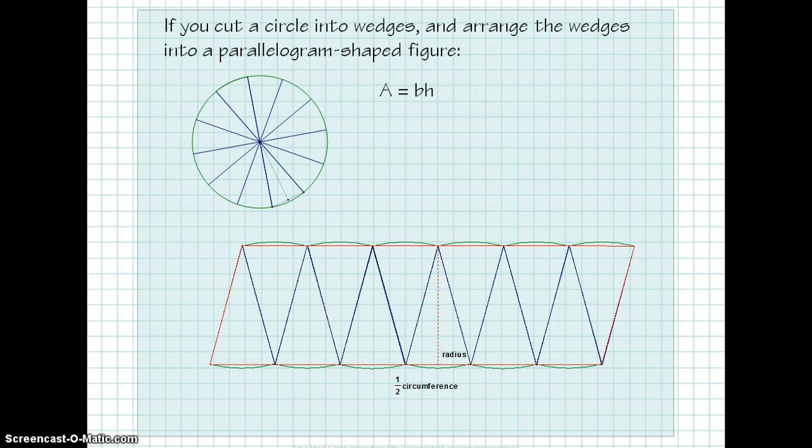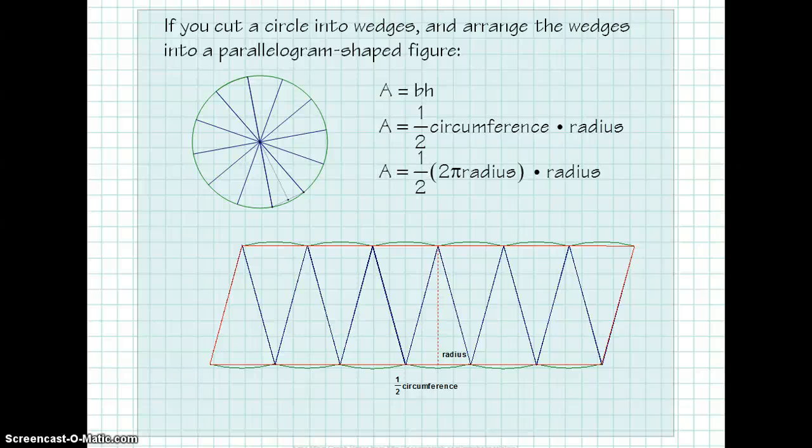Which means if we take our area formula of base times height, the base is 1/2 the circumference and the height is the radius. For the circumference, we have our formula as 2 pi r. Well, 1/2 of 2 is 1, so I just have pi times the radius, and we get pi r squared. This was developed by Archimedes back in the BC years as a formula for finding the area of a circle.